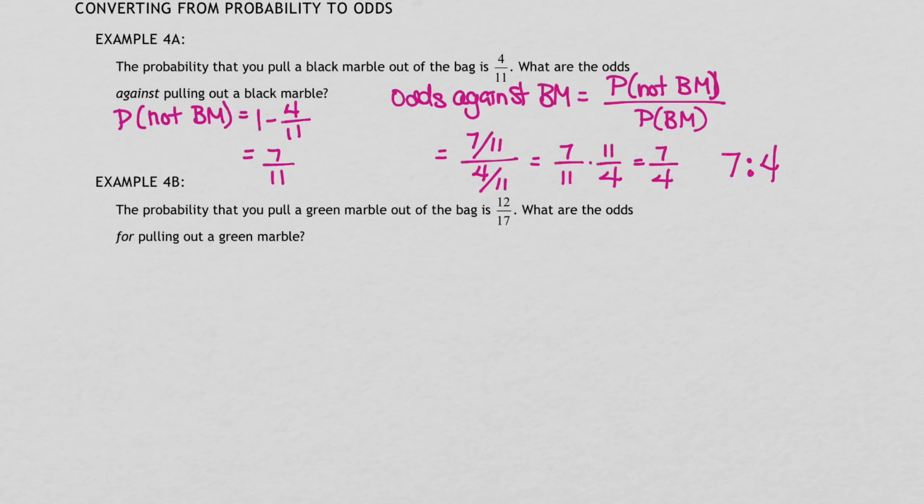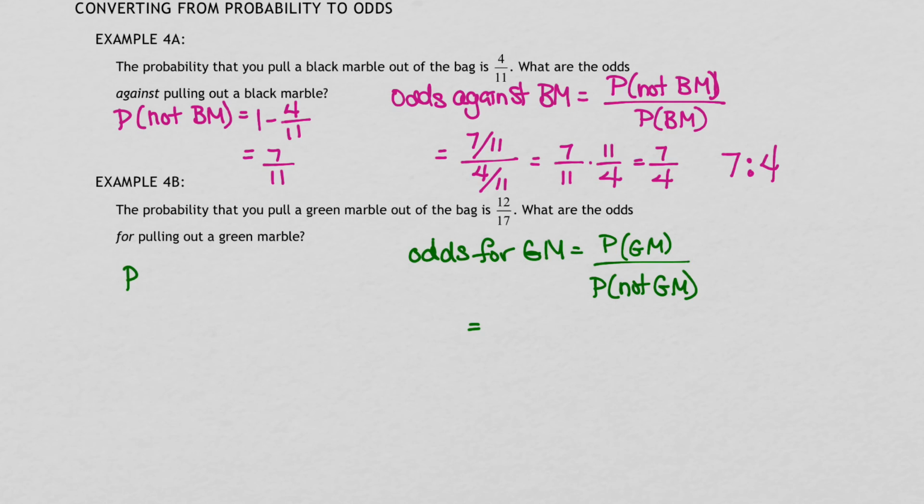And last, the probability that you pull a green marble out of the bag is 12 over 17. What are the odds for pulling out a green marble? So the odds for a green marble will be the probability of pulling out a green marble over the probability of not pulling out a green marble.